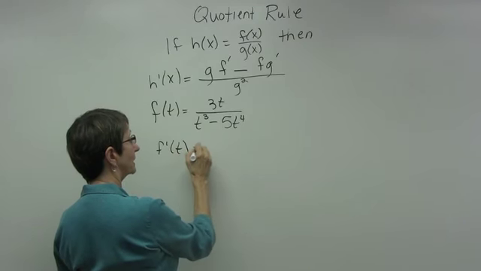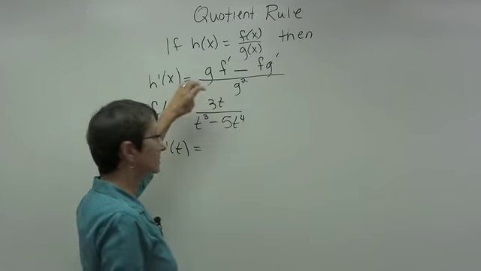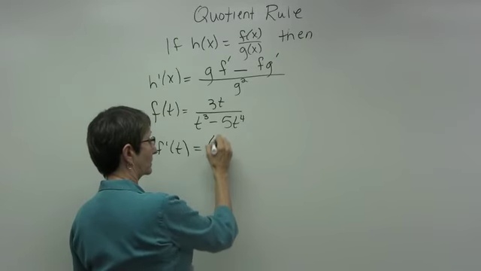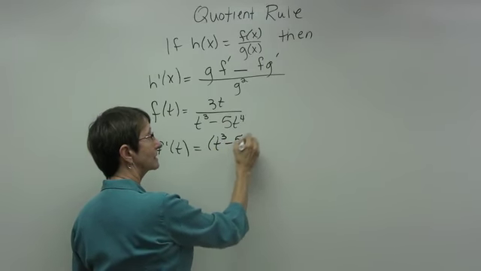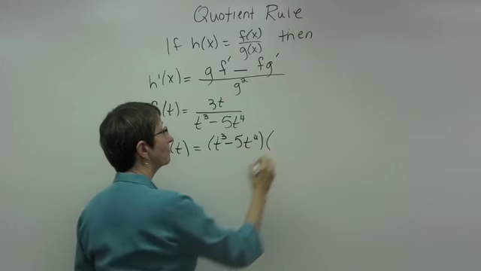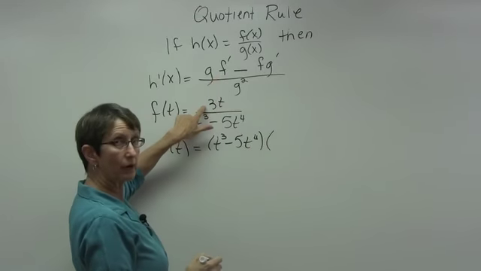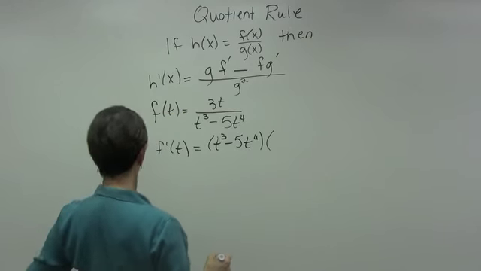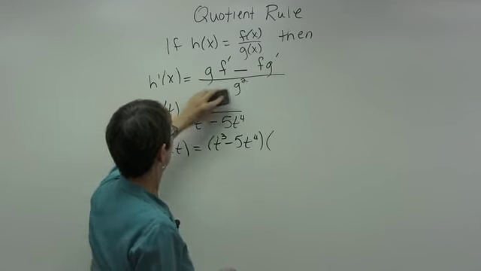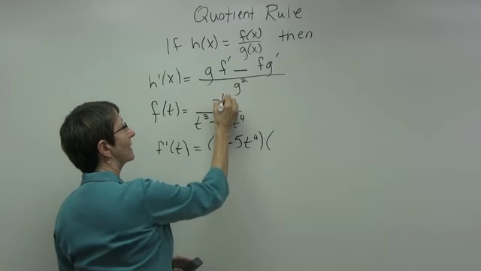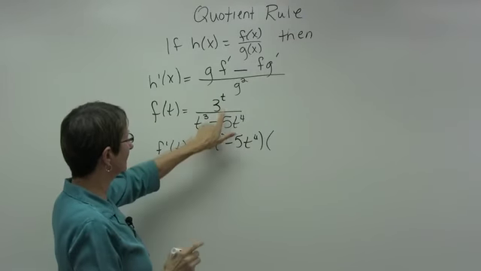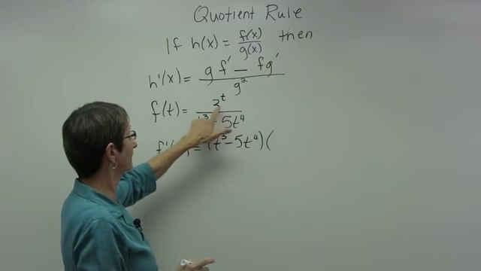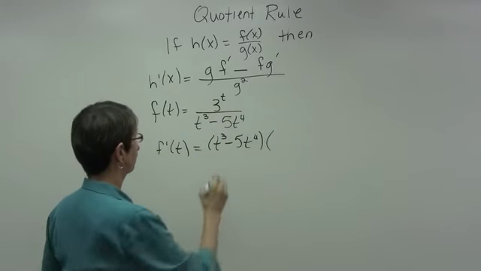F prime of t equals, we have t's on top, t's on the bottom, so we use the quotient rule. Start with the denominator, t to the third minus 5t to the fourth, multiplied by the derivative of the numerator. Well, I have 3, and actually that's supposed to be 3 to the t. I can't read my own writing. That's something you have to watch out for. I had that t kind of close, halfway up. Be careful that you read it correctly, 3 to the t power.